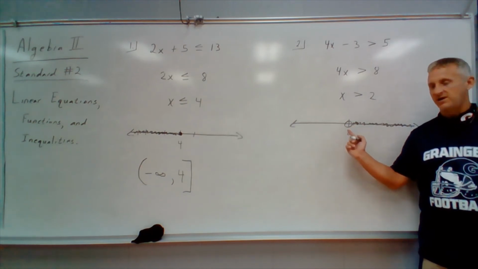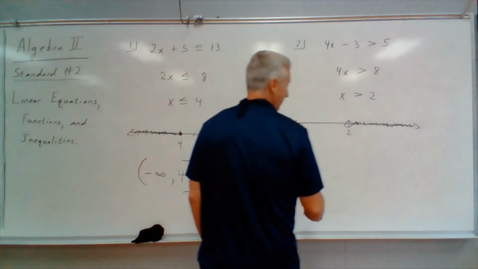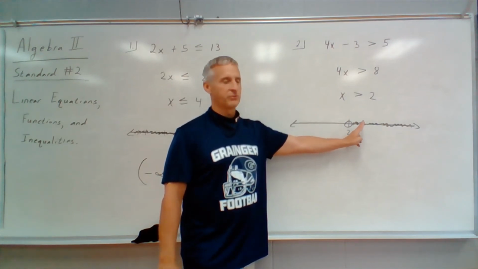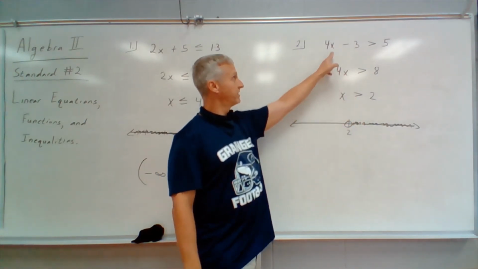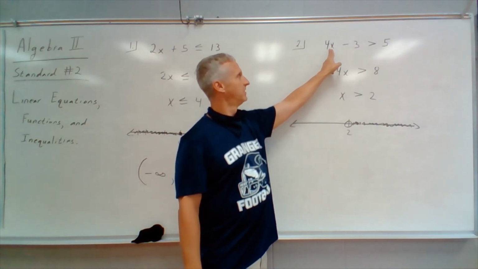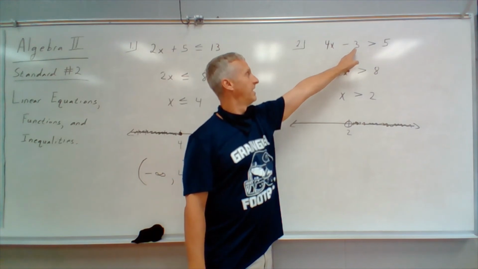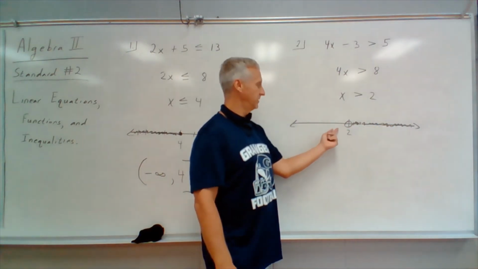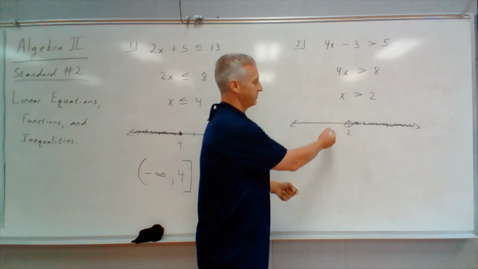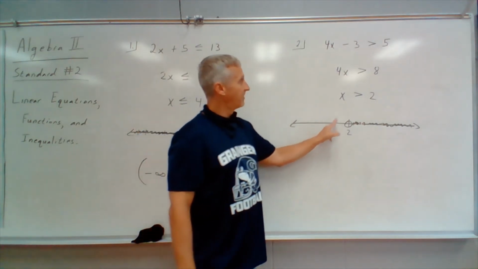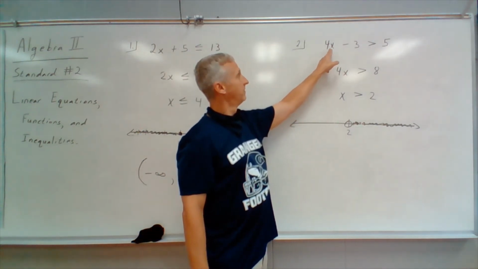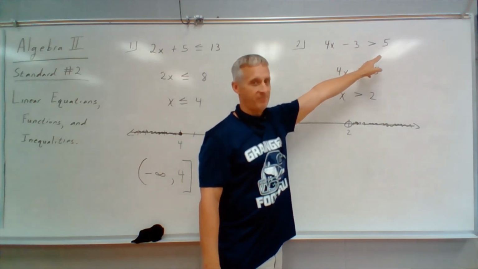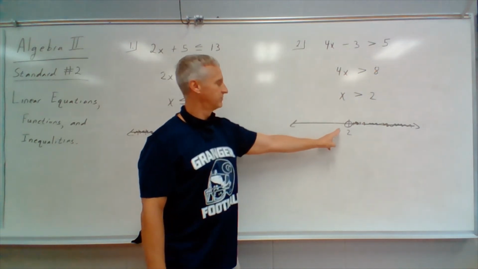Let's check some just to make sure we're really right. So take 3. So I've shaded in 3, so 3 better make this true. So if I put in a 3, 4 times 3 is 12. 12 minus 3 is 9. And 9 really is bigger than 5. Okay, so all these numbers out this way will work. Let's check one over here and see if it works. So let's put in, say, a 1. If I plug in 1 for my x, 4 times 1 is 4. 4 minus 3 is 1. And 1 is not bigger than 5. So that won't work. So none of these numbers out this way will work. All the numbers out this way will work.